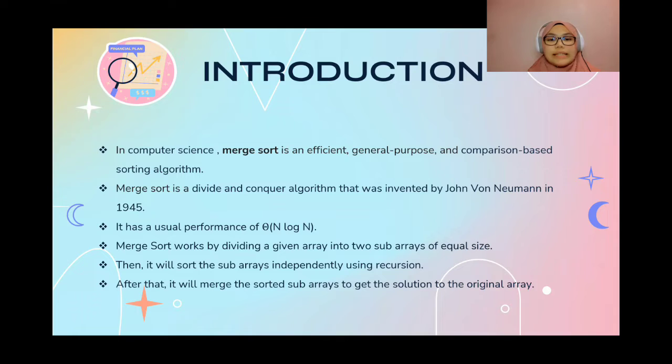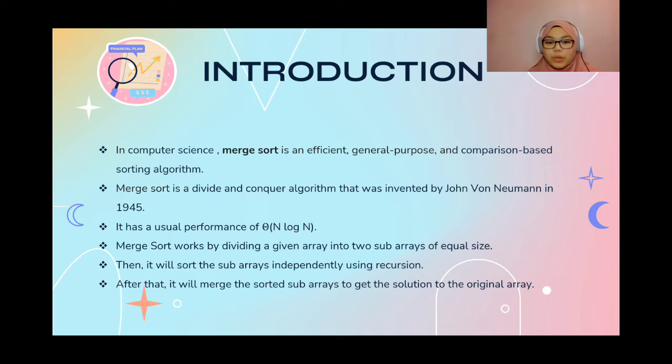In computer science, merge sort is an efficient, general-purpose, and comparison-based sorting algorithm. Most implementations produce a stable sort, which means that the order of equal elements is the same in the input and the output. Merge sort is a divide and conquer algorithm that was invented by John von Neumann in 1945. It has a usual performance of O(n log n).